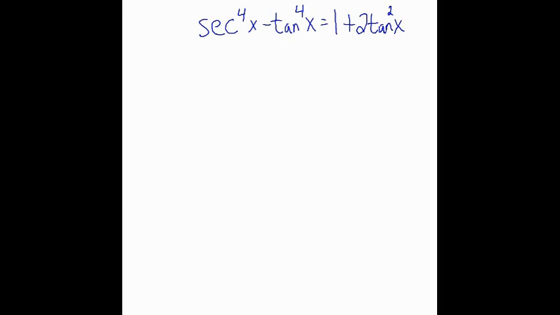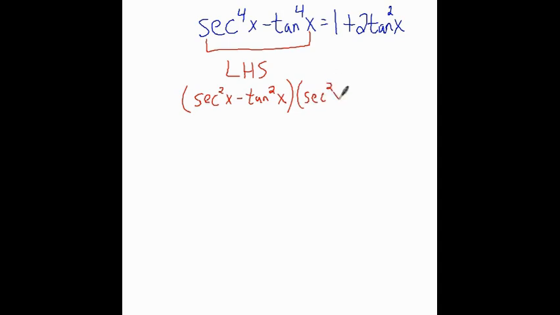So I notice on the left-hand side, I have a difference of squares. So on the left-hand side, I am going to go secant squared x minus tangent squared x times the quantity secant squared x plus tangent squared x. Now, this right here is 1 from our Pythagorean identity, so we're just left with secant squared x plus tangent squared x.